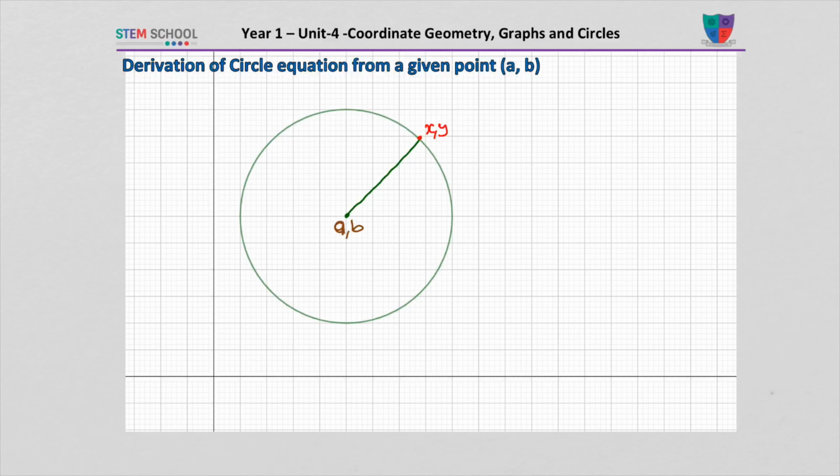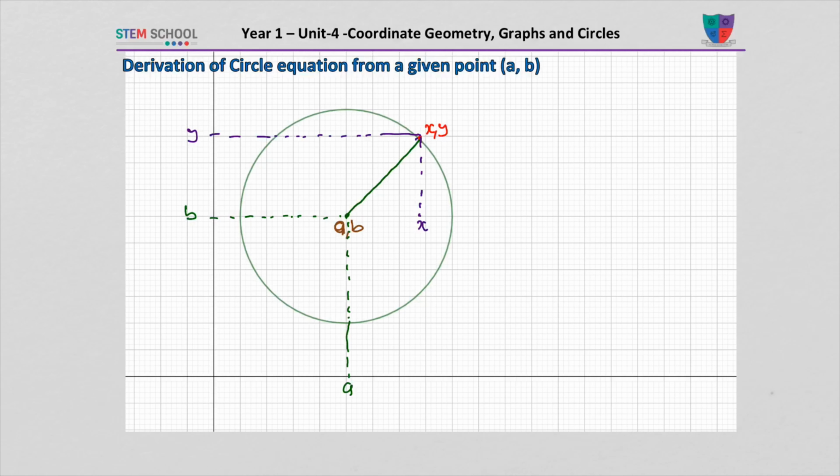So if I trace that point to there, that would be A. And if I trace that point to there, that would be B. But also if I trace this point from there to there, that would be X. If I trace that point from there to there, that would be Y.